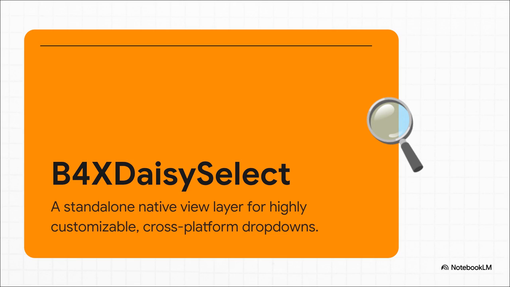So what exactly is it? Well, B4XDaisySelect is a standalone native view layer providing highly customizable web-like drop-down menus for cross-platform apps, and it does it without messy dependencies. And for the beginners out there, that standalone part is absolutely crucial. It basically means you don't need a dozen other files or complex external libraries to make it work. It handles its own visual layer beautifully and totally cleanly.